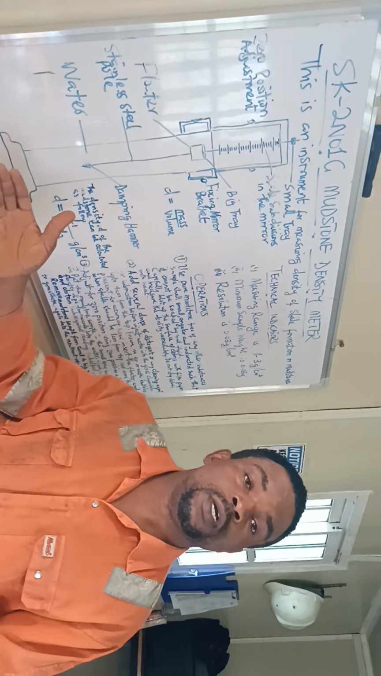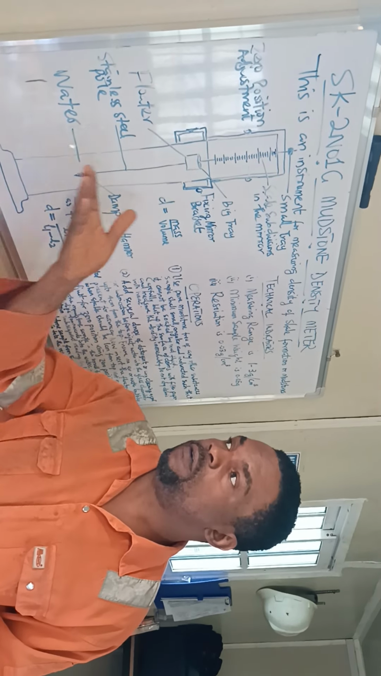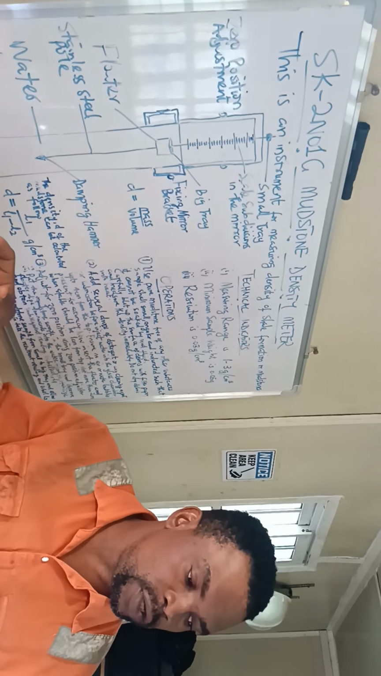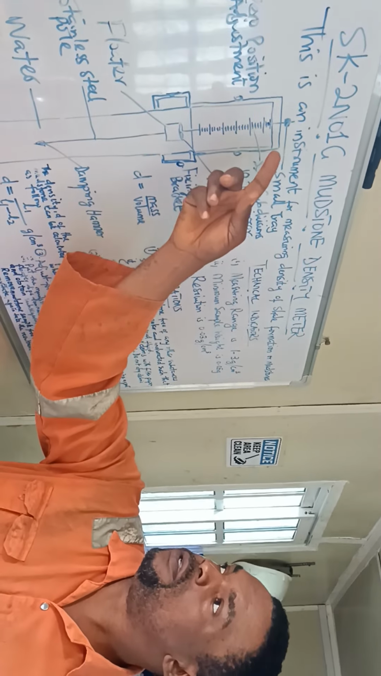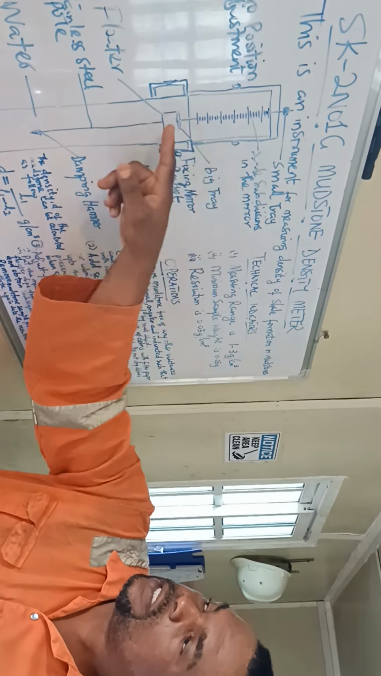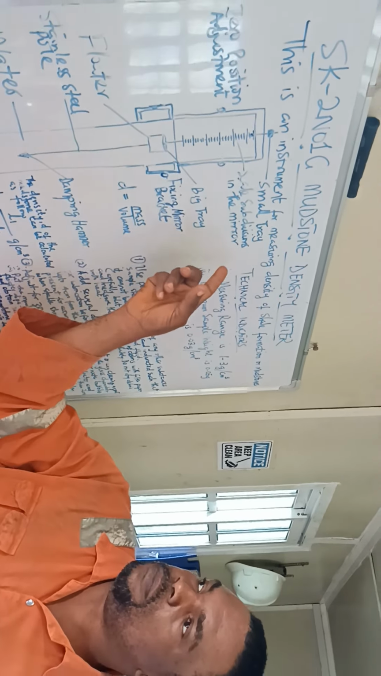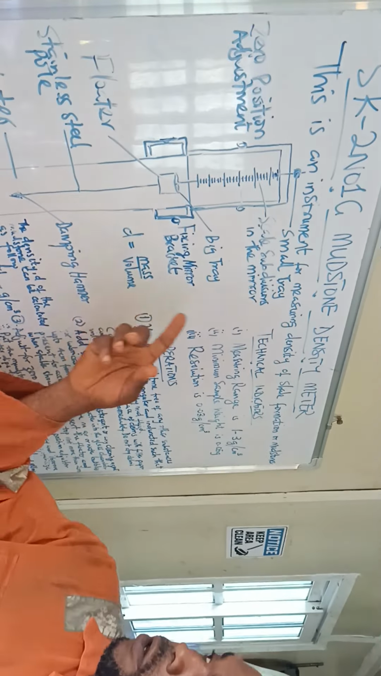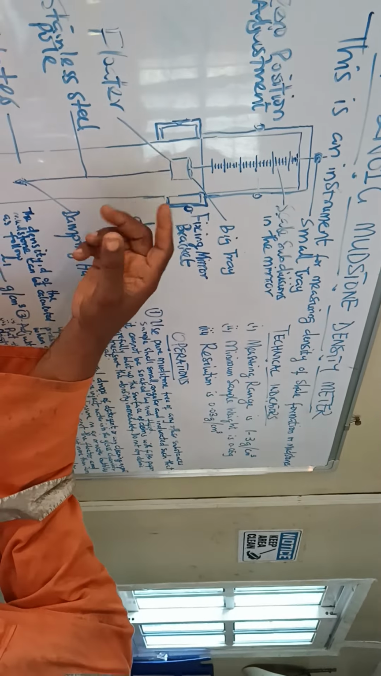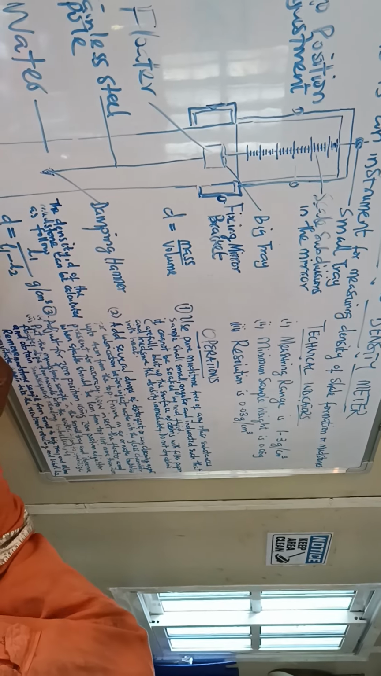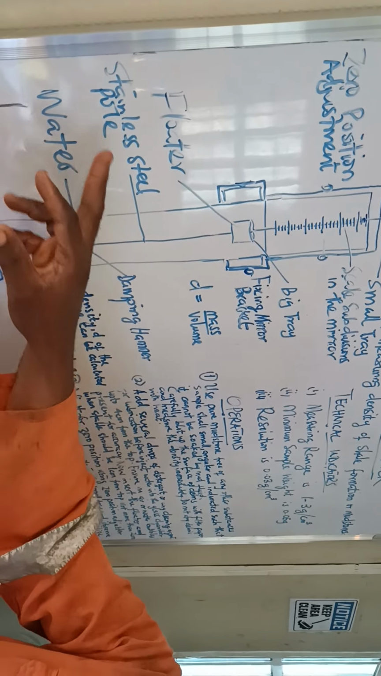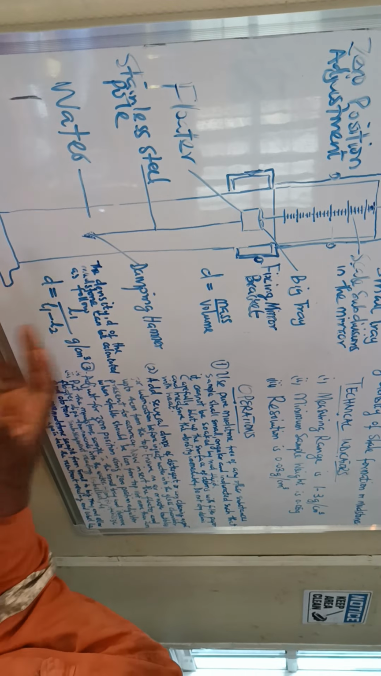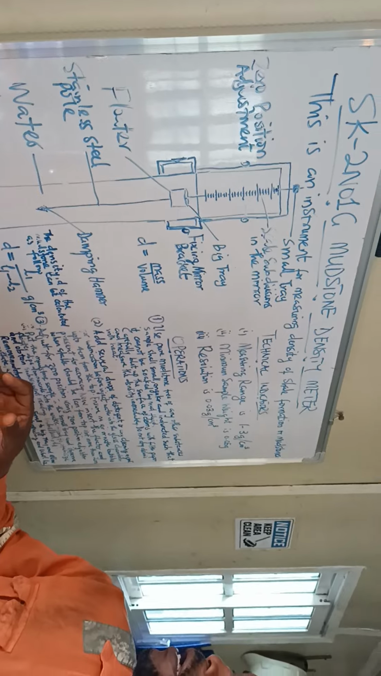We have the graphical drawing of this equipment on this board, as you can see. We can quickly go over the features. Here you can see the small tray. You can see the graduated scale in the mirror. Then zero position adjustment, you can see how we adjust it. Then we also have this big tray on top of the floater, the fixing mirror bracket. Then the floater, stainless steel pole, and the water inside this glass. So these are all the graphical features.